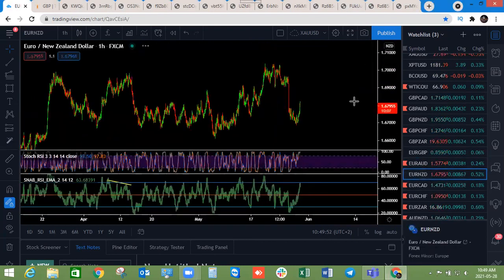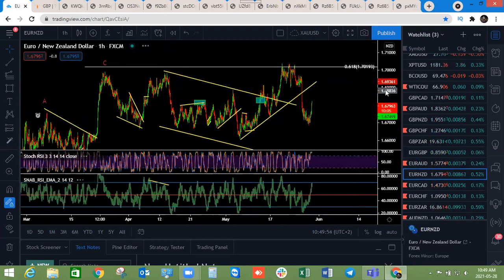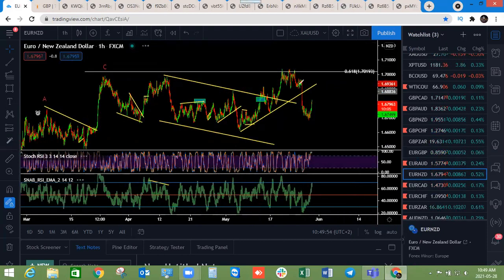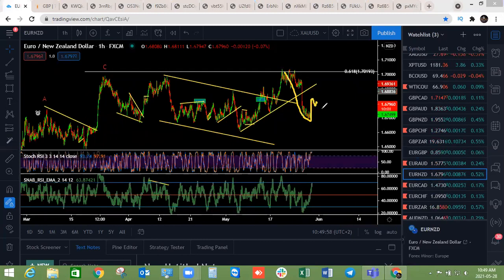So Euro New Zealand has dropped quite significantly. But as you can see here, we are getting a pullback. Is that going to be a 3-wave pullback before we push to the downside? Okay, so that is Euro New Zealand, and we're going to be looking for this to continue to the downside after this 3-wave pullback here. Right, so that is Euro New Zealand.